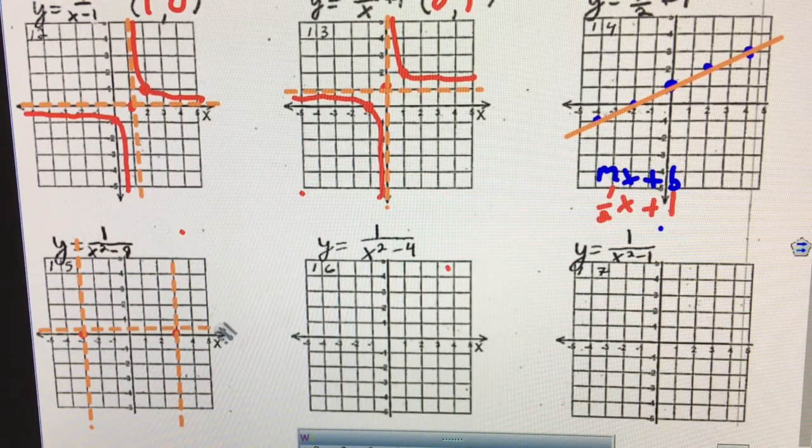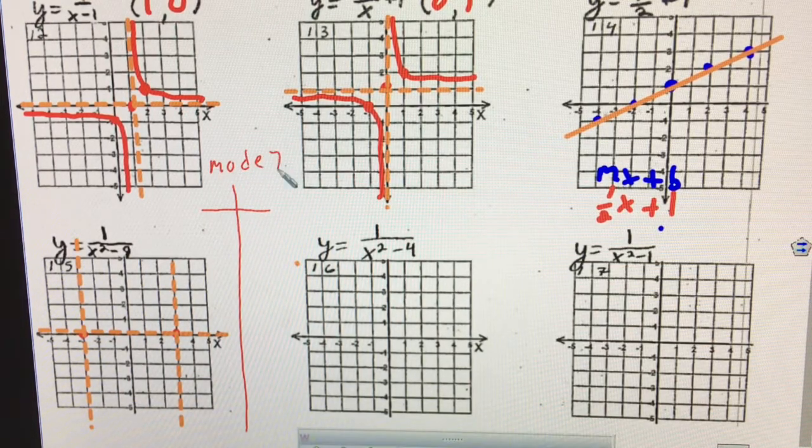Now, 15, 16, and 17 are all going to have the same general shape. So number 15 is the only one that I think you need to run the table on. So you're going to go to mode 7, and you're going to generate a table. Any ideas where we should begin? Let's start at negative 4, and then I'll step by 1.